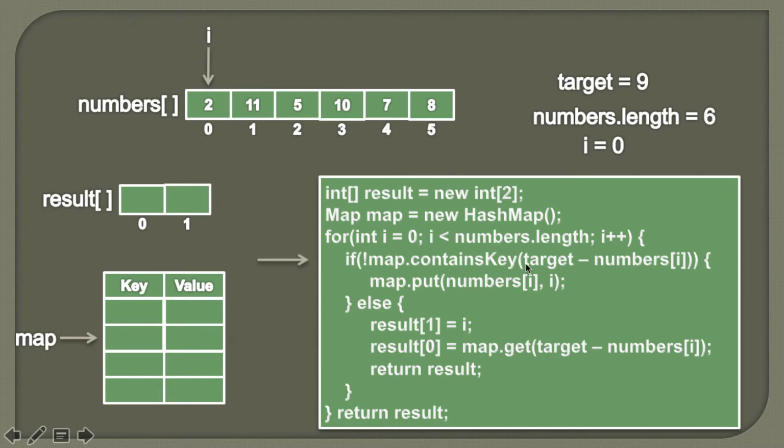Here if you see, we have this target as 9 and the number at ith position is 2. So what we'll do is check whether our map contains 9 minus 2, which is 7, in this hash map or not. Currently the map.containsKey comes out to be false because the hash map is empty, and if you do a reverse of it, then this condition in the if statement comes out to be true.